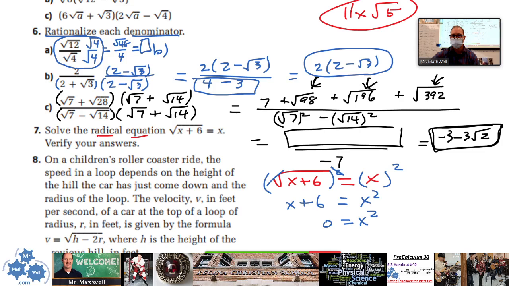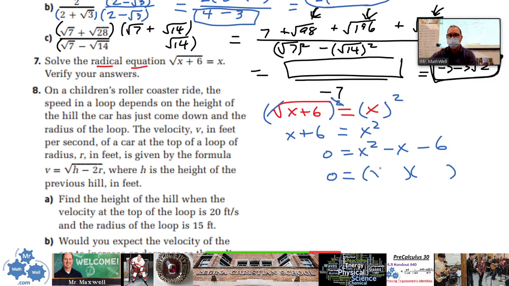And this quadratic, it looks like it's pretty easy to solve. I'm going to do that just by intuition here. I'm going to go x is the first term here, and I'm going to go minus 3 plus 2. So x equals positive 3 and negative 2. Let's verify that.